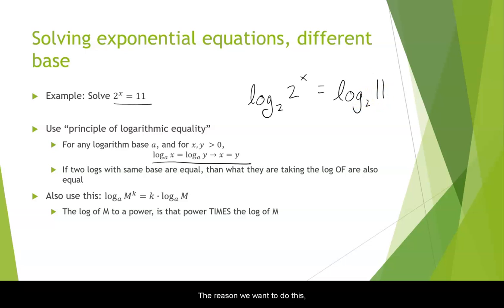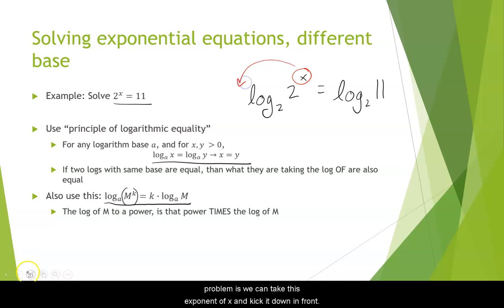The reason we want to do this, because it looks like we just made the problem more complicated, is this power log rule, which says if we're taking the logarithm of something that has an exponent, that exponent can get kicked down in front as a multiplication. So if k was an exponent of what we were taking the logarithm of, it turns into k times log base a of that number. What this means for our problem is we can take this exponent of x and kick it down in front. This becomes x times log base 2 of 2 equals log base 2 of 11.